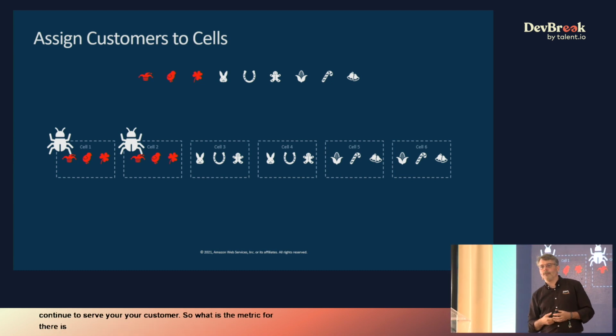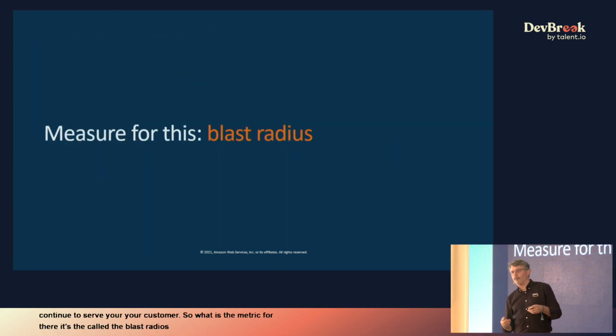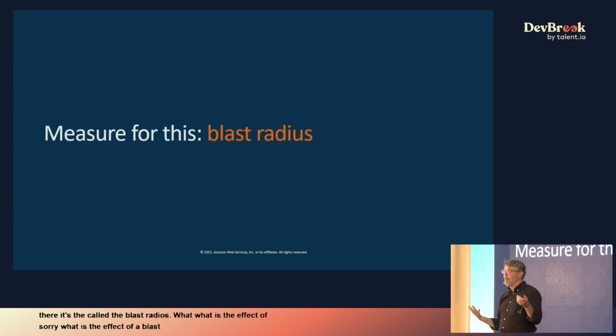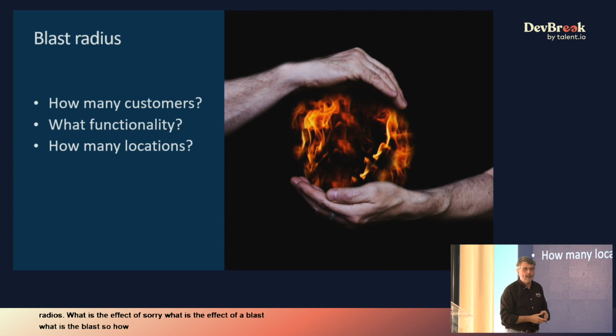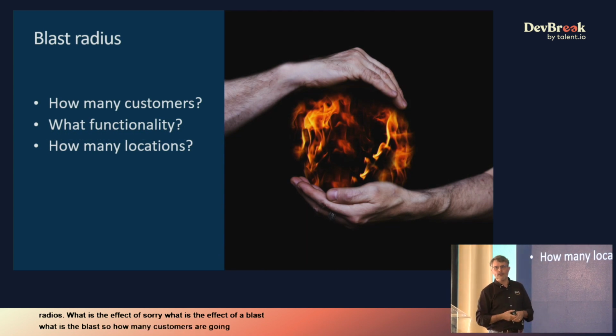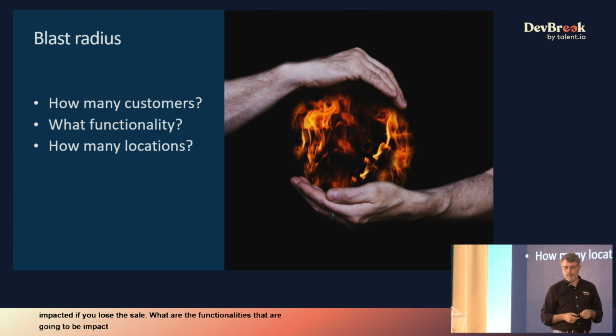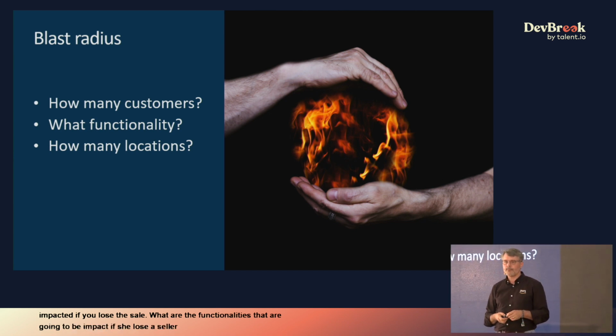So what is the metric for that? It's called the blast radius. What is the effect of a blast? What is the blast radius? So how many customers are going to be impacted if you lose a cell? What are the functionalities that are going to be impacted if you lose a cell?